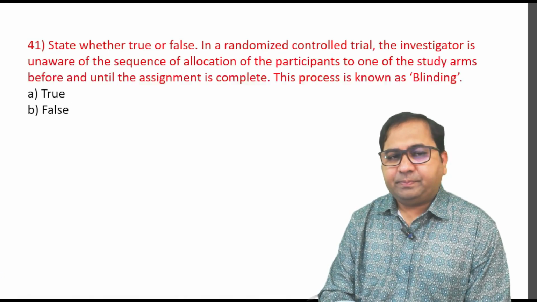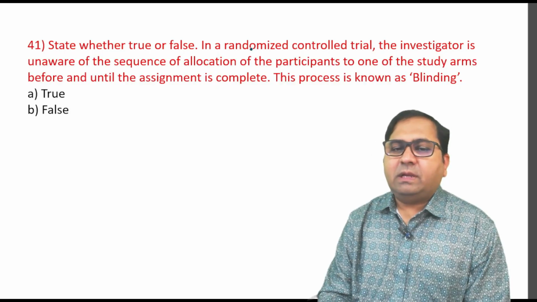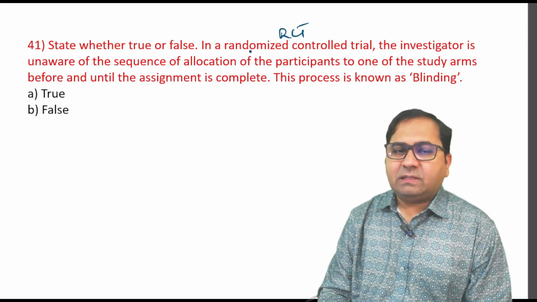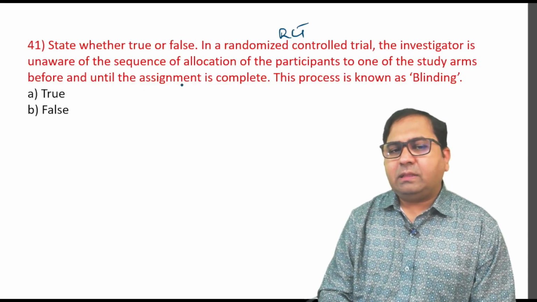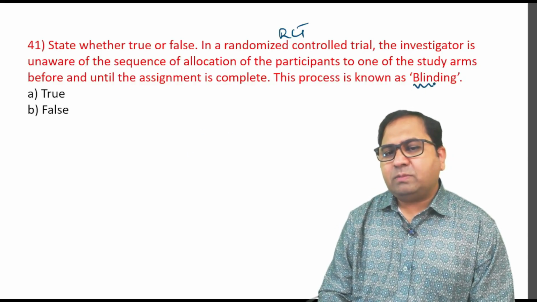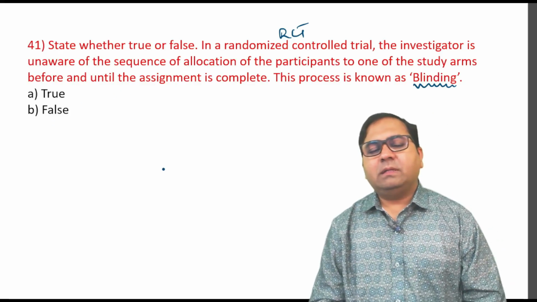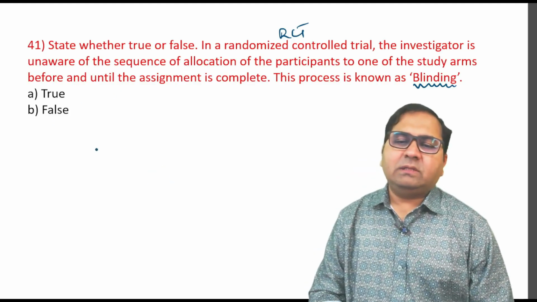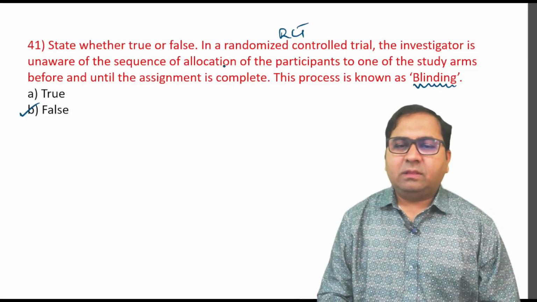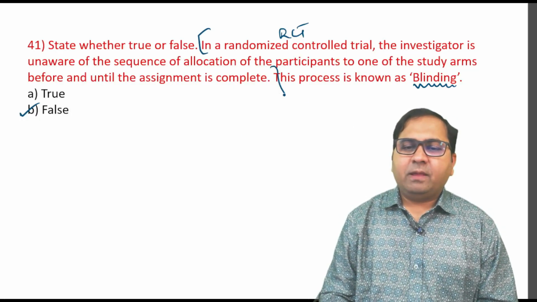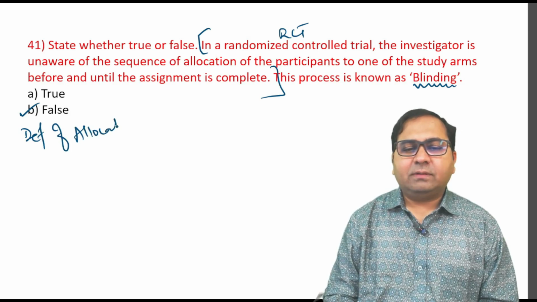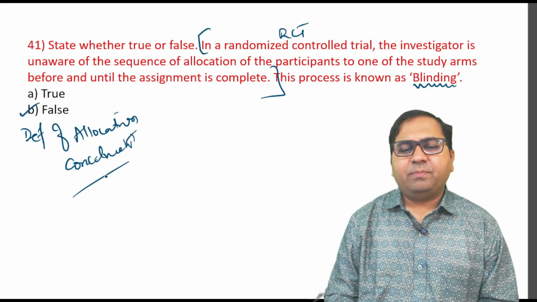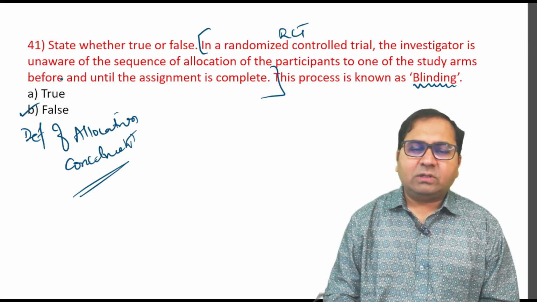Then next question. State whether true or false. In an RCT, the investigator is unaware of the sequence of allocation of the participants to one of the study arms before and until the assignment is complete. This process is known as blinding. Is it a true statement or a false statement? We have seen this question before. It is a false statement, because the statement given here is the definition of allocation concealment, which we have seen previously. So this is a wrong statement for blinding.